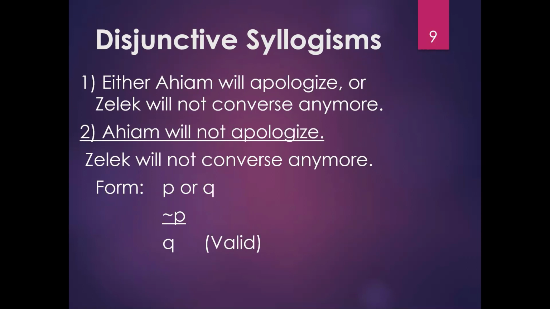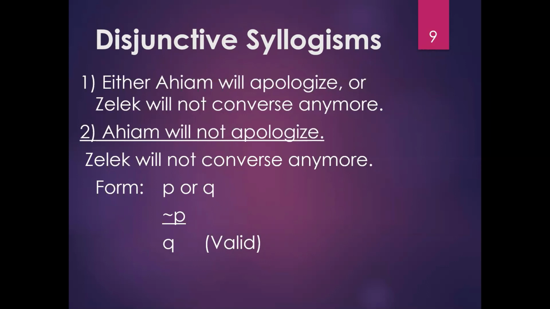So this is a valid argument structure, and this is a very common way of reasoning with a disjunction, this form of disjunctive syllogism, where you have the disjunction, negate one of the disjuncts, and you conclude the other one is true.